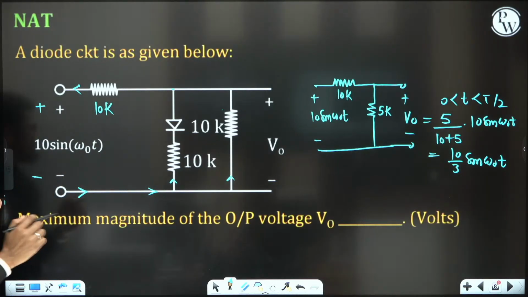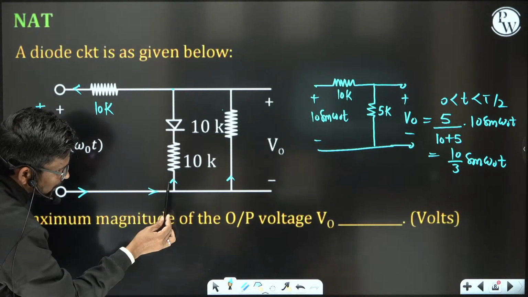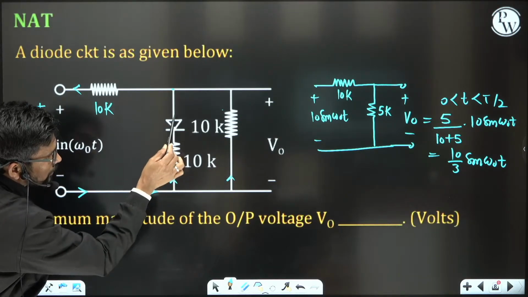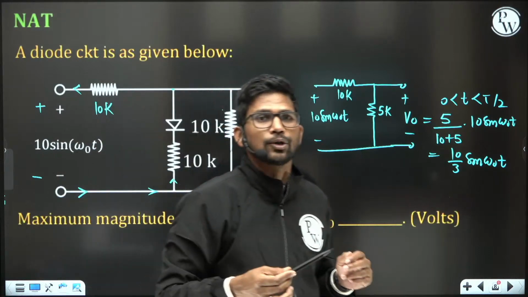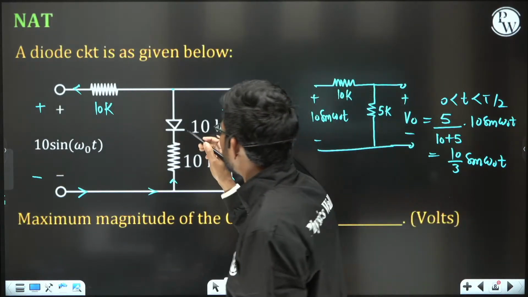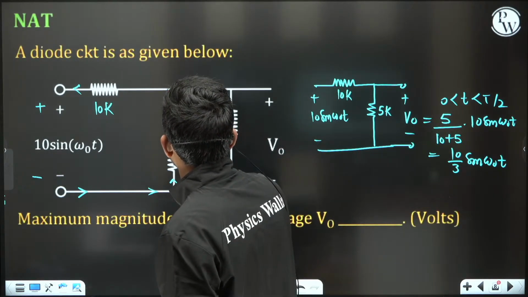This path is not favorable for the current, because if current goes like this, the current direction for this diode is from N to P, and a diode doesn't allow current from N to P. So for the negative half of the cycle, this diode will be off.